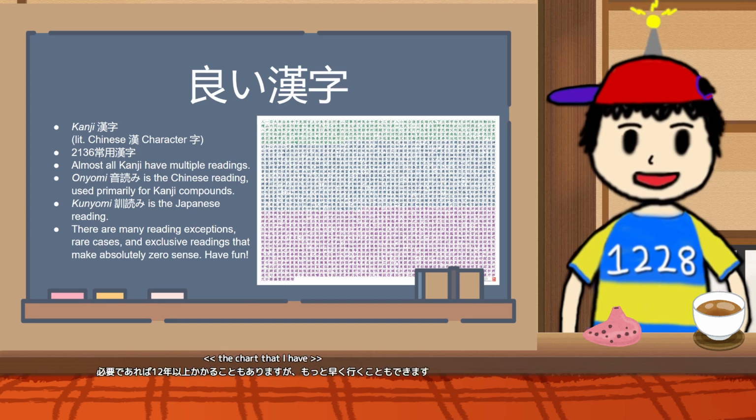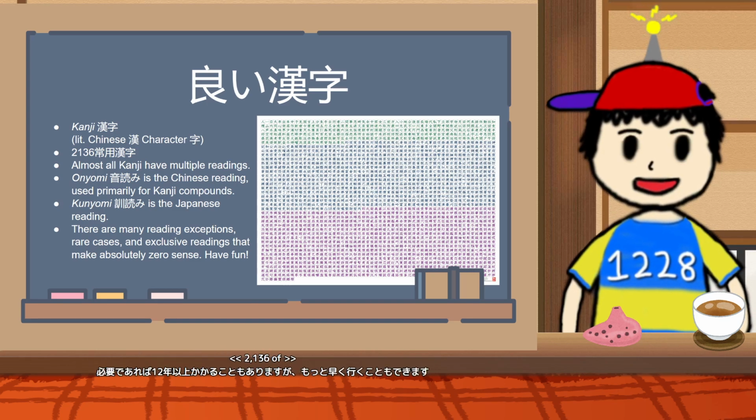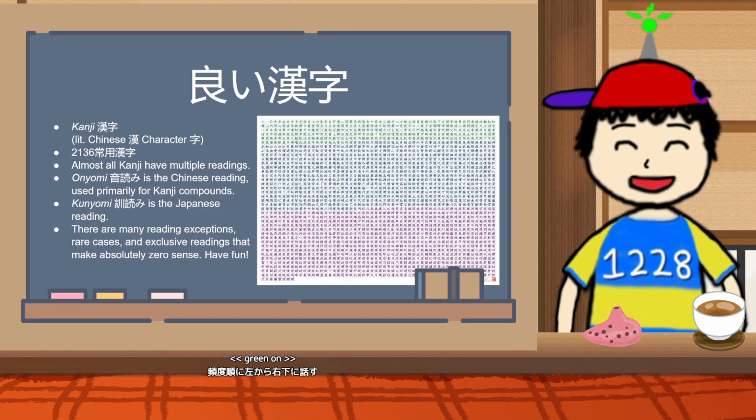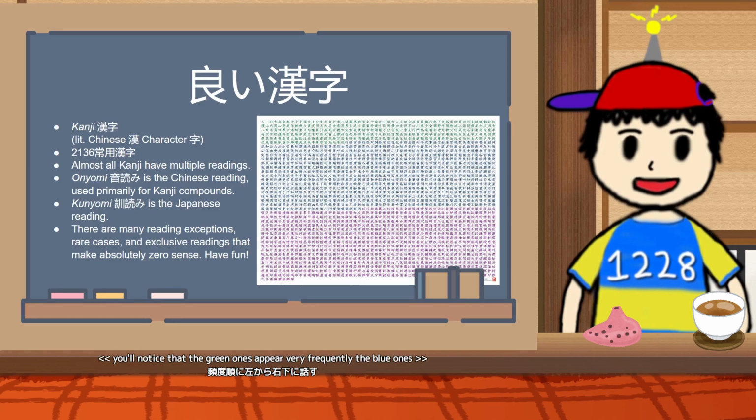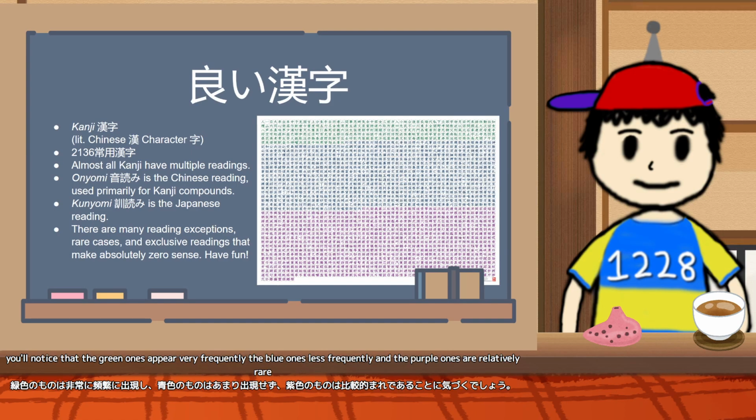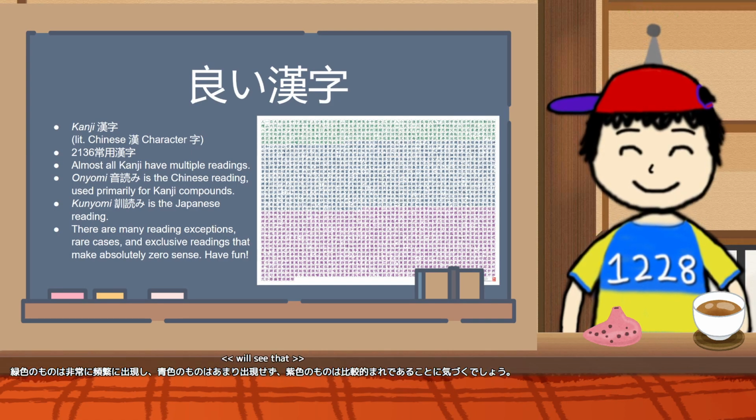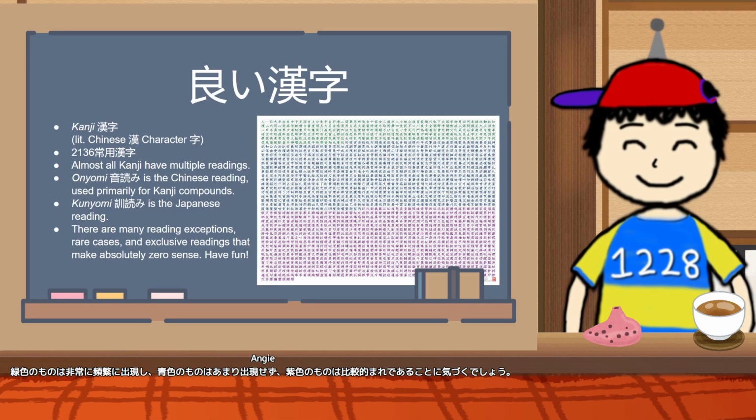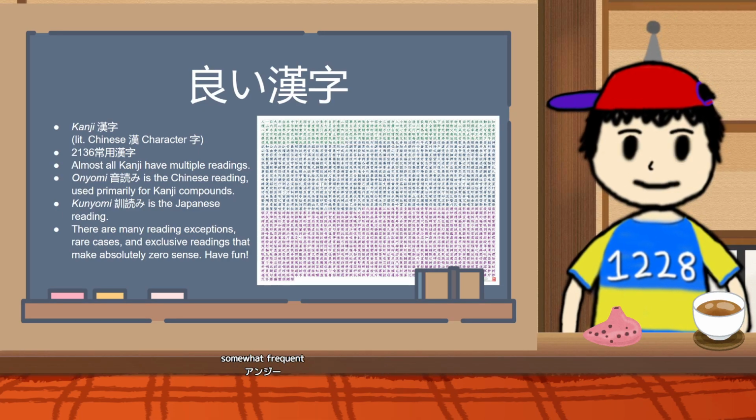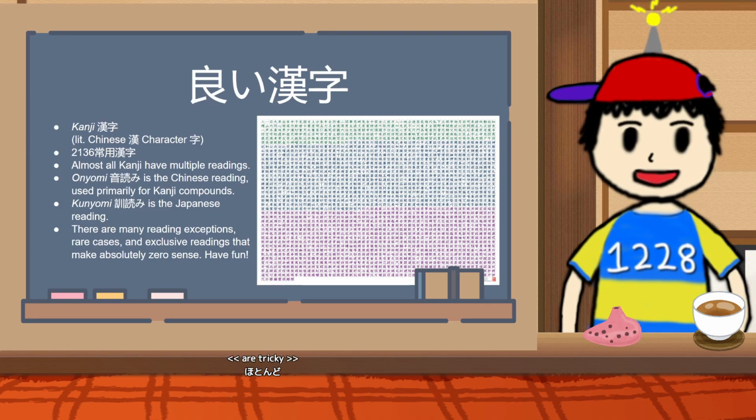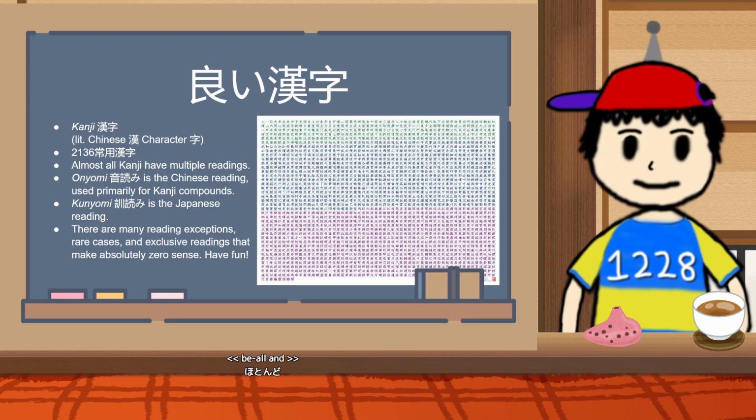The chart that I have here is all 2,136 of those kanji, sorted from top left to bottom right in order of frequency. You'll notice that the green ones appear very frequently, the blue ones less frequently, and the purple ones are relatively rare. Just glancing at the chart, you will see that half the kanji are somewhat frequent, and almost a quarter of the chart is very frequent. Kanji are tricky, but they don't have to be the be-all, end-all.